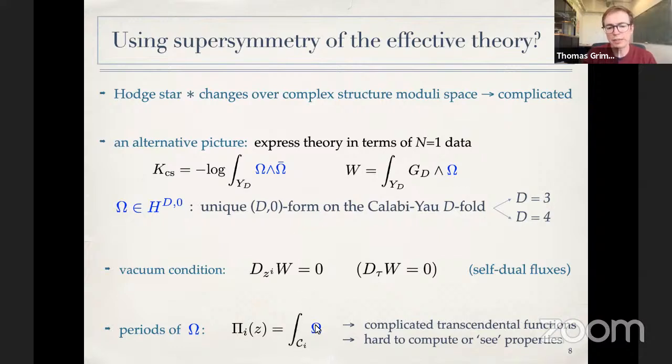And if you integrate this over a certain basis, then you get some holomorphic functions or holomorphic sections. In fact, they are very complicated transcendental functions in general, and it's very hard to see properties. So even though things are now looking more holomorphic, you don't have an easy way to see general properties.